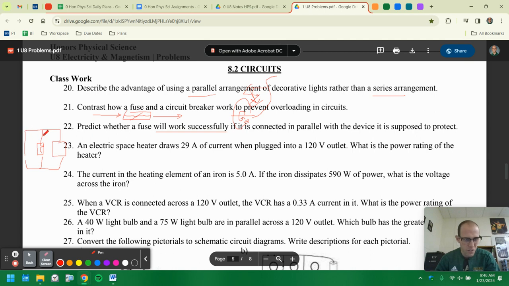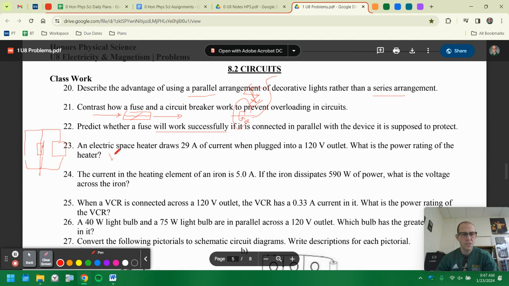There'll be a lot of current really fast and burn that up, and then the pathway is going to go through the device, but there's nothing to prevent it from overheating anymore. 23, An electric space heater draws 29 amps of current when plugged into a 120 volt outlet. What is the power rating?